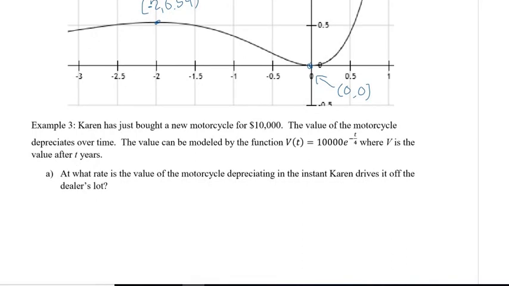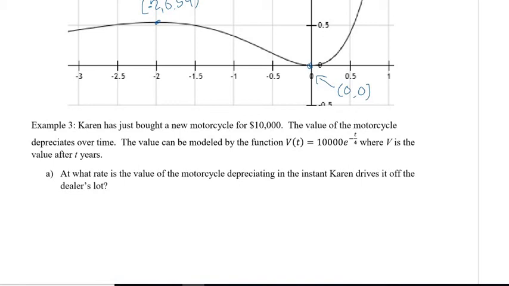So let's continue on. Example 3 says that Karen has just bought a new motorcycle for $10,000. The value of the motorcycle depreciates over time. The value can be modeled by the function v of t equals 10,000 times e to the -t over 4, where v is the value after t years. At what rate is the value of the motorcycle depreciating in the instant Karen drives it off the lot?